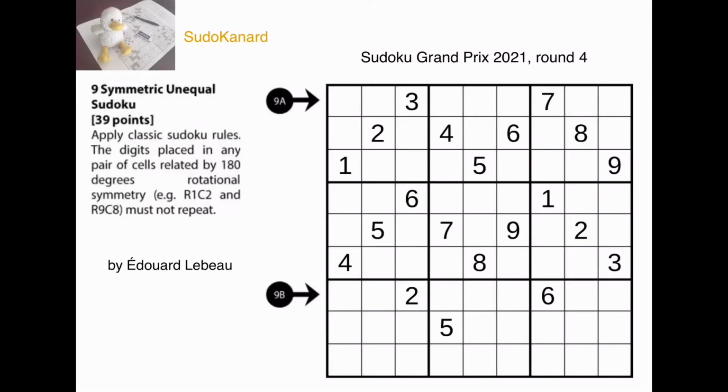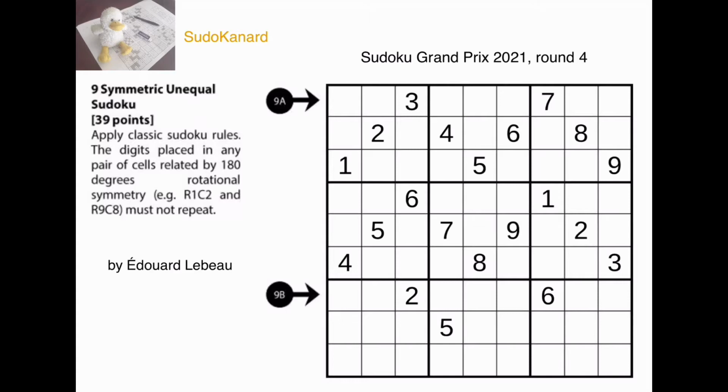This is a puzzle that I created for this round of the Sudoku Grand Prix. It was organized by both France and Hungary, and this is one of my puzzles. And this one is called Symmetric Unequal Sudoku. I did not invent the variant, it happened a long time ago in Sudoku Grand Prix, and I just took the inspiration.